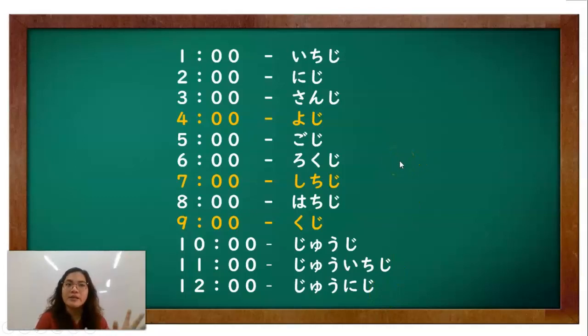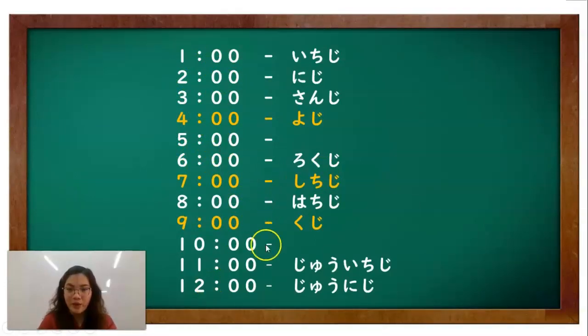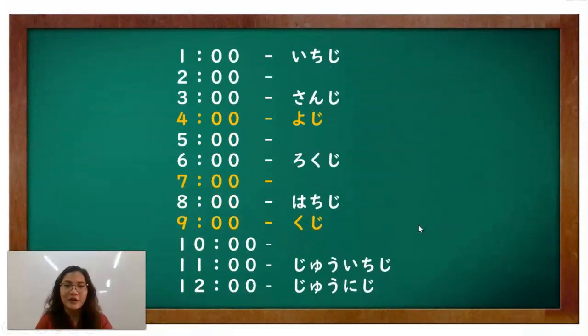Okay, and for the following slides, we are going to omit 2 by 2 of these times. So I hope you still remember, until all the translation or all the meaning there is gone. Okay, so let's start from this. So do you remember what is the missing word here? So that is 5 o'clock and 10 o'clock. So 5 is goji and 10 o'clock is juji.